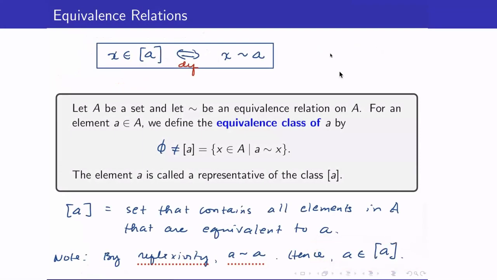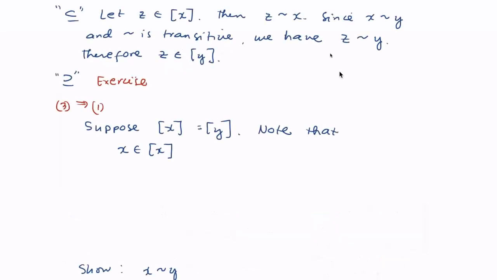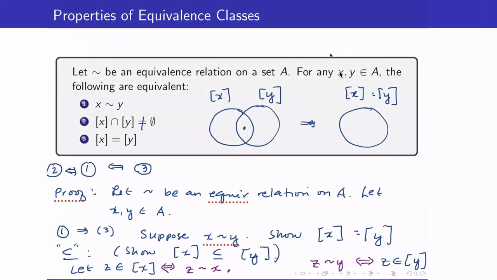The equivalence class of A will always contain A itself. Okay, now why am I using this? Since this is the same, what does that mean? So we have X is an element of Y. What does it mean? It means that X is equivalent to Y. That's it. So thus, X is equivalent to Y. We are done proving 1 is equivalent to 3.